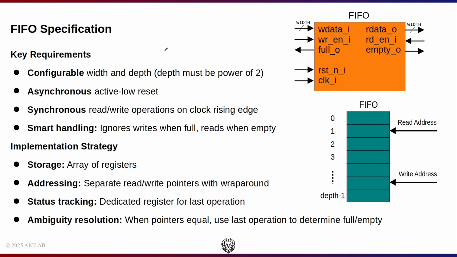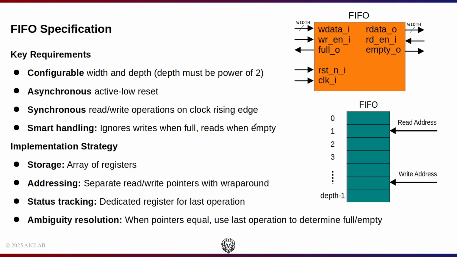The FIFO has an asynchronous active low reset, which is usually used for ASIC design. Read and write operations are synchronous on the clock rising edge. There are two flags, FIFO empty and FIFO full. What is the implementation strategy? We use an array of registers for storage. Also, we use separate read and write pointers.